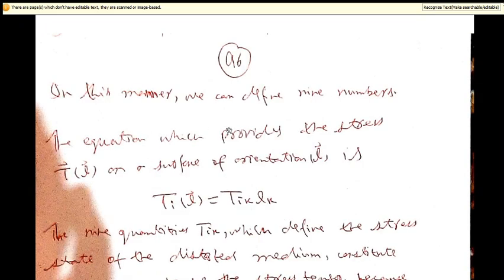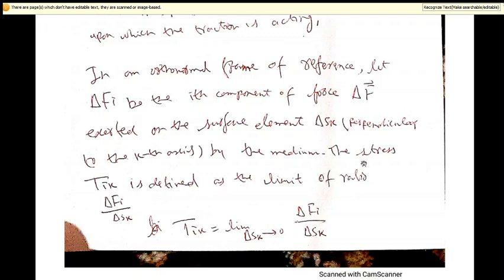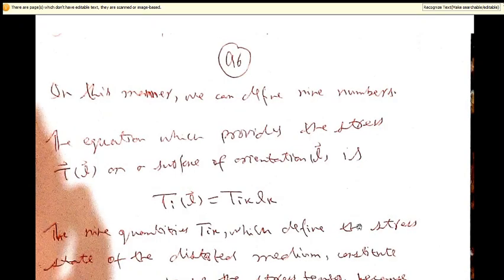In this manner we can define 9 numbers, because you know that the variation of i and k is 1, 2, 3. So you can define T11, T12, T13, T21, T22, T23, T31, T32, T33. We will show that these nine numbers form a second order tensor, and that tensor is known as the stress tensor.